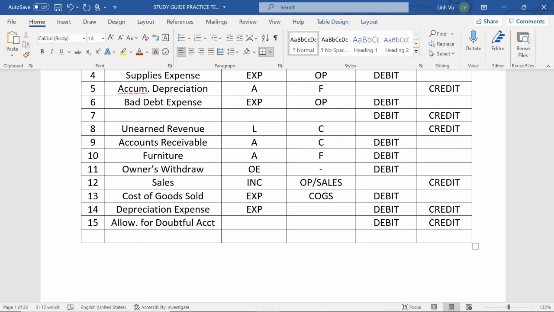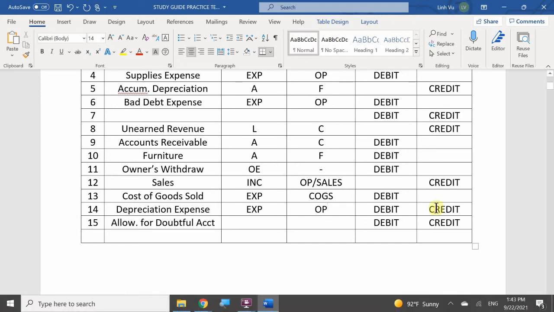Okay. And then, of course, we have depreciation expense. It is expense. And it is operating? Mm-hmm. Expense? Correct. All right. And what kind of normal balance would this have? Debit. It would have a debit balance. Good. Excellent.